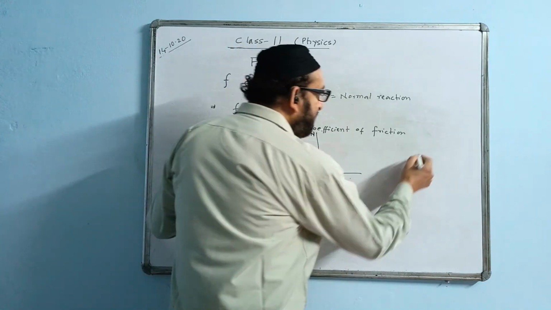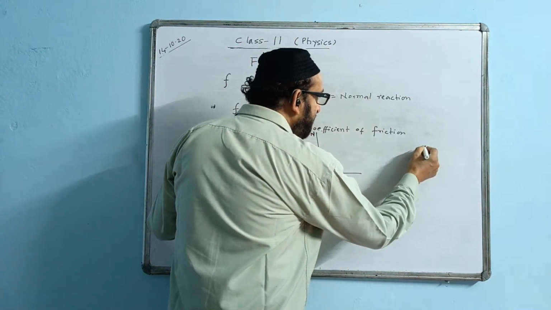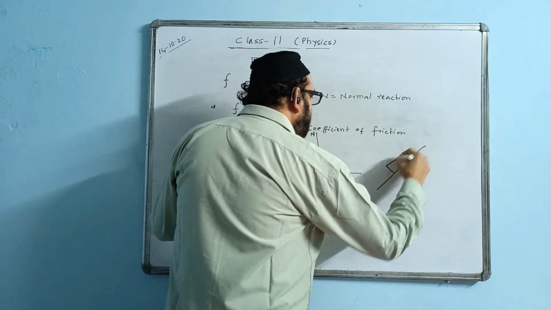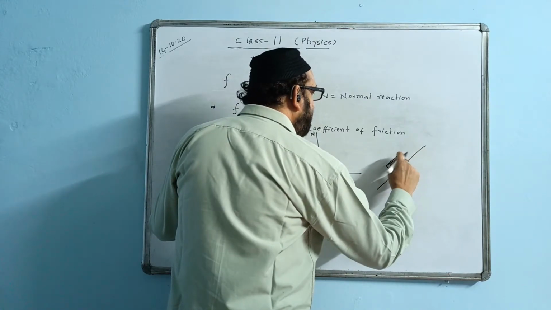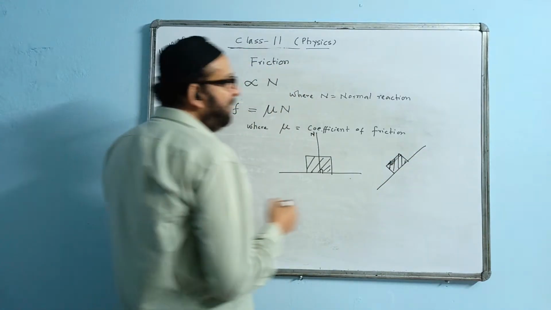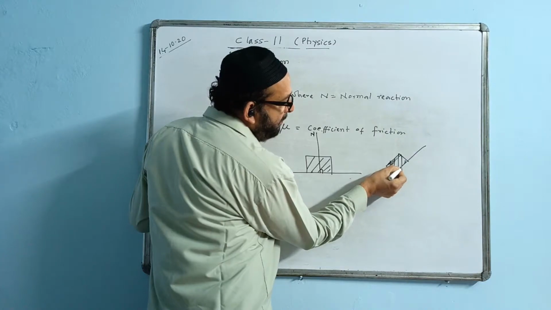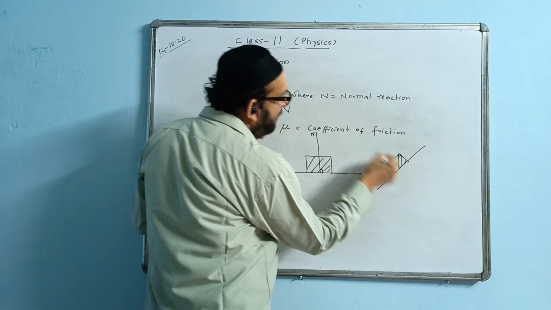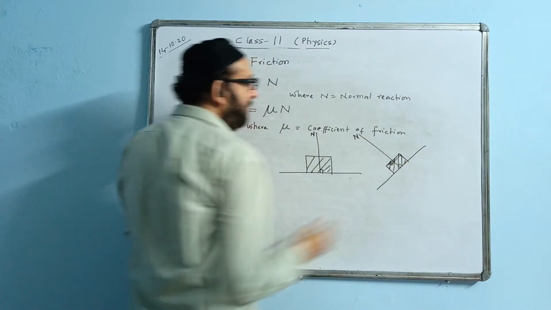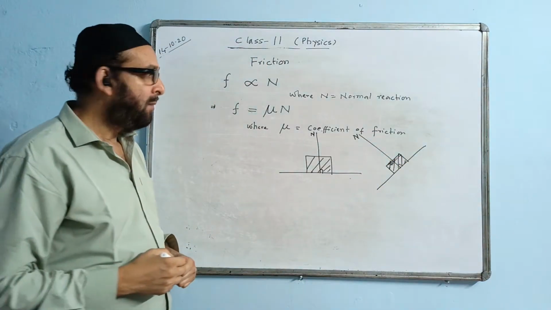Similarly, if the surface is tilted, the surface is like this, and the body is lying on it like this. This time the normal reaction will be perpendicular to the surface. Here is the perpendicular, perpendicular to the surface. This is called normal reaction.